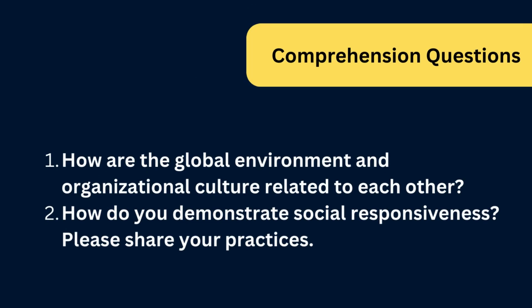To make this discussion more engaging, here are my comprehension questions. 1. How are the global environment and organizational culture related to each other? 2. How do you demonstrate social responsiveness?